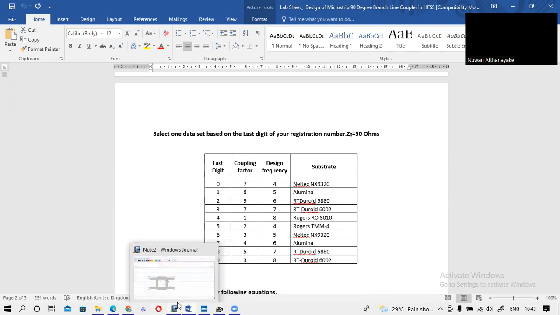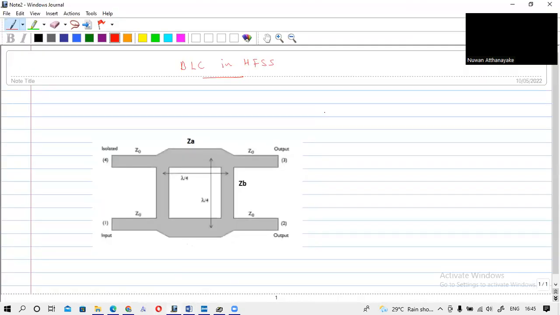So I'm going to design a branch line coupler with 6 dB coupling factor, and the design frequency is 3 gigahertz. That means a BLC with 6 dB coupling factor for 3 gigahertz frequency.